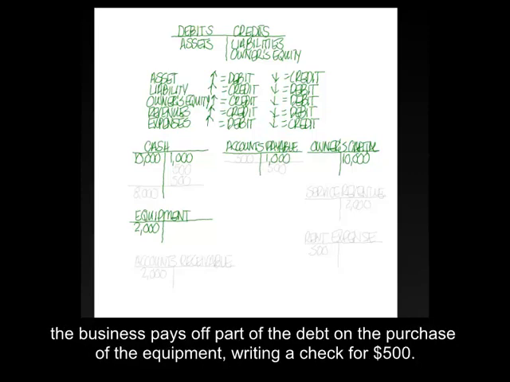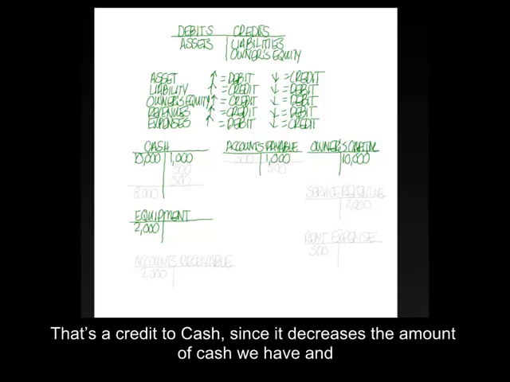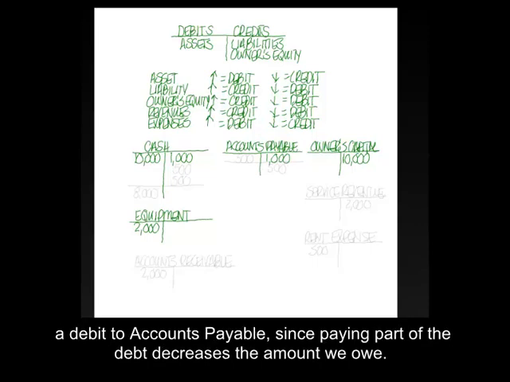Now the business pays off part of the debt on the purchase of the equipment, writing a check for $500. That's a credit to cash, since it decreases the amount of cash we have, and a debit to accounts payable, since paying part of the debt decreases the amount we owe.